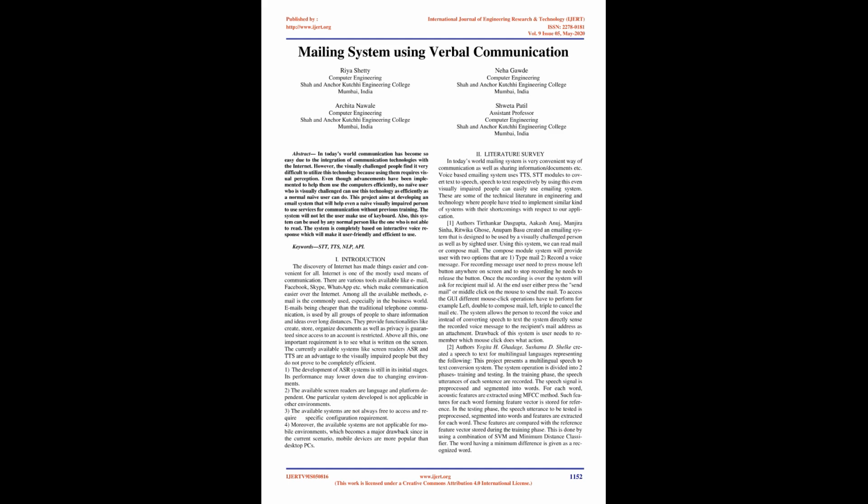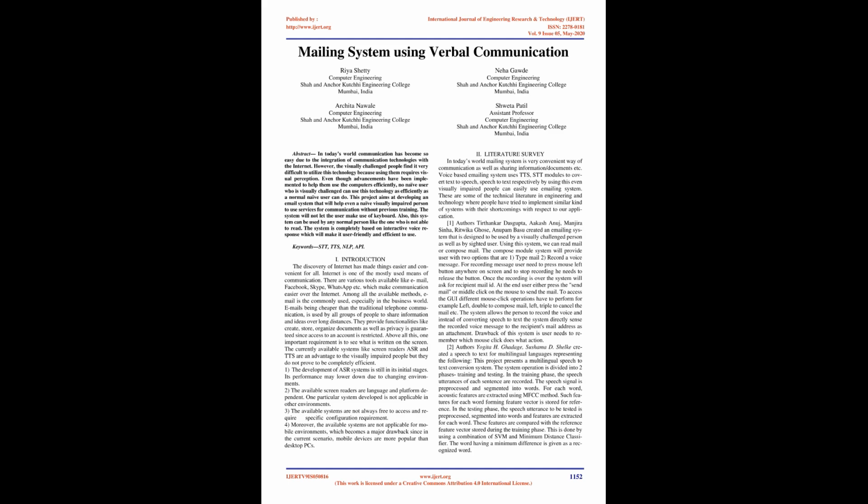2. Literature survey. In today's world, a mailing system is a very convenient way of communication as well as sharing information, documents, etc. A voice-based emailing system uses TDS and STT modules to convert text-to-speech and speech-to-text respectively. By using this, even visually impaired people can easily use an emailing system.